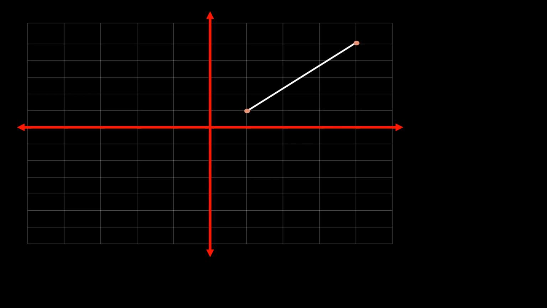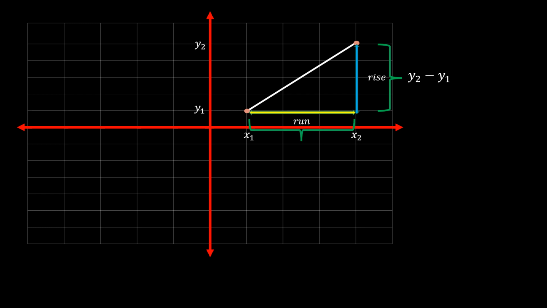So for this line, we have a vertical distance, which we call the rise. And this rise is the distance between the opposite numbers on the y-axis. The same for the horizontal distance, which we call the run. The run is the difference between the opposite numbers on the x-axis. Now, to find the rise, you just have to subtract the opposite numbers on the y-axis, which are y2 and y1. The same if you want to find the horizontal distance, you have to subtract the opposite numbers on the x-axis, which are x2 and x1.